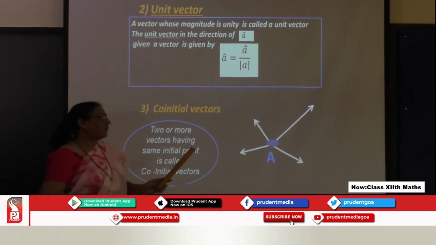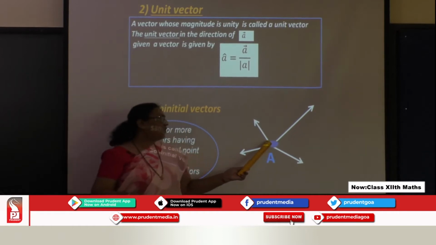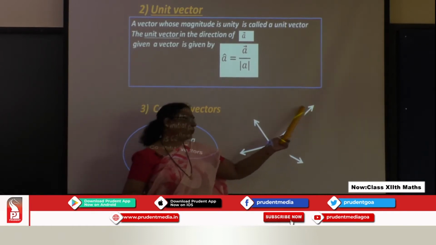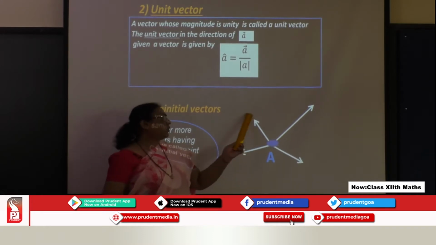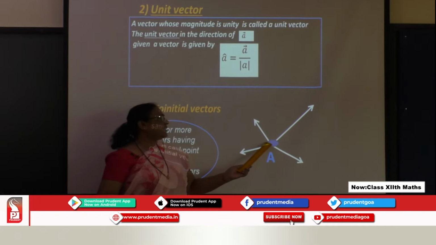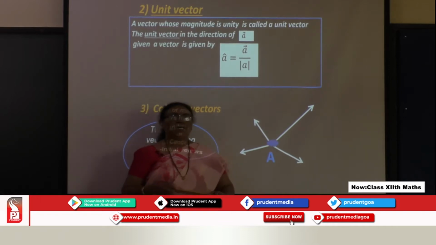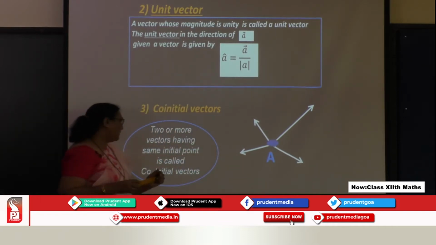Now for example, from Dabolim airport, one plane is moving towards Dubai, one to Mumbai, one to Bangalore, and one is going to Delhi. So the initial point is the same. This type of vectors are called co-initial vectors.